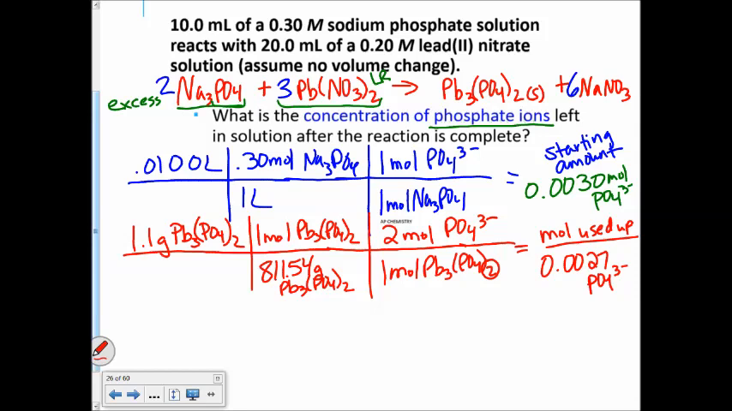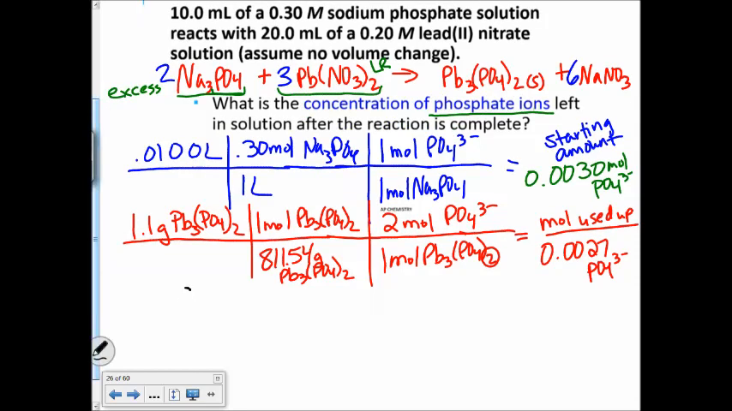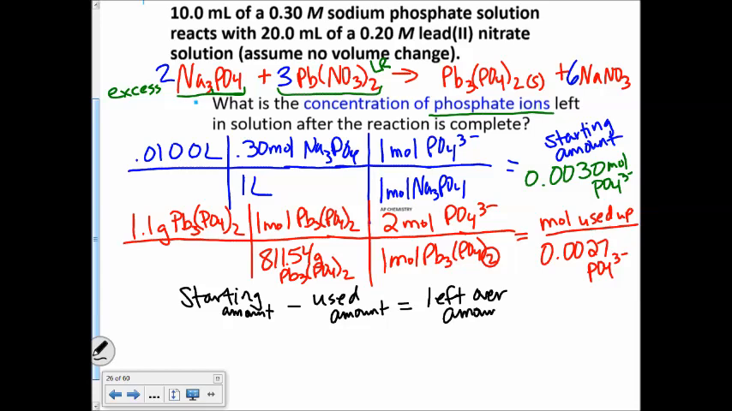Right? This is the moles used up of the phosphates. So far, are you tracking with me? Now, it's a simple subtraction problem here. We're going to take our starting moles, subtract the used amount, and that should give us our leftover amount. So this is 0.0030.